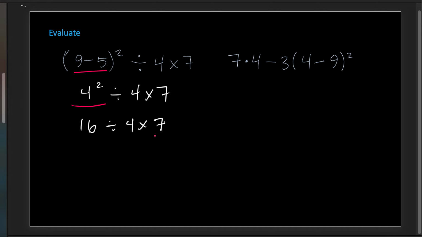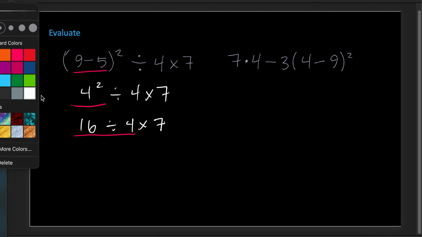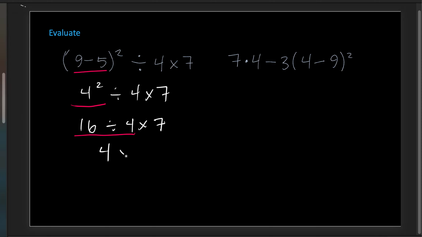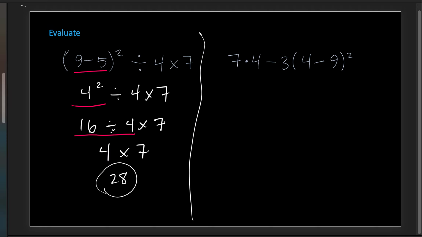So I have division and multiplication. I'm supposed to do multiplication and division from left to right. Even though I might see this is 28, this is 28, oh boy, my brain knows this is 28, I have to slow down and follow the order of operations. So I have to do 16 divided by 4 first, and that's 4 times 7. And 4 times 7 is 28. So we can move on to the next expression.